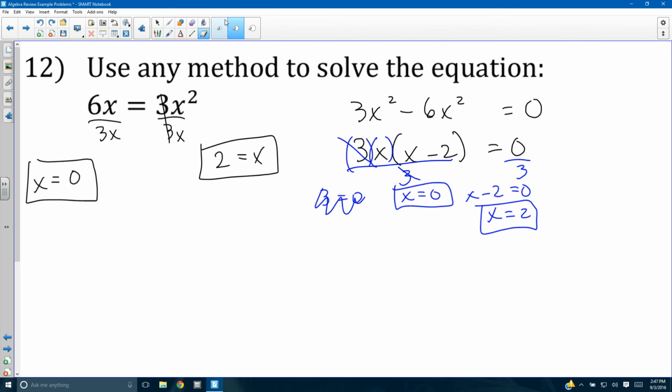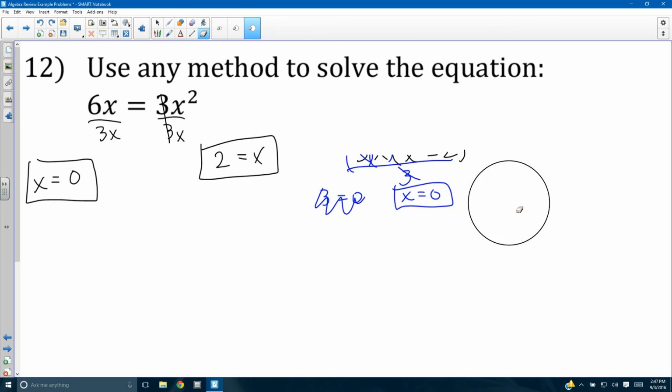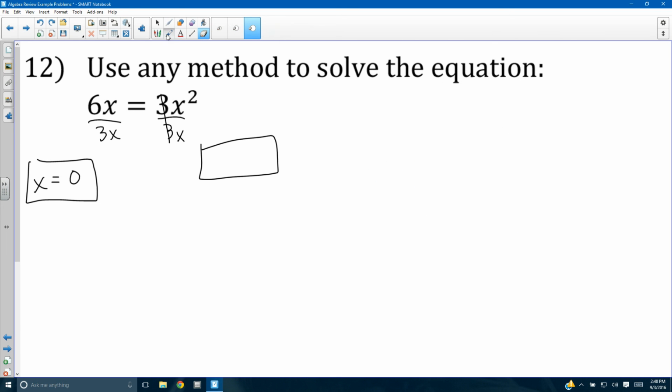Okay? Third way is you can, and so I said the divide both sides by 3 thing. You can keep doing that. So I'm going to do that again. You can divide both sides by 3 and divide 0 by 3, get 0. You can solve by completing the square.